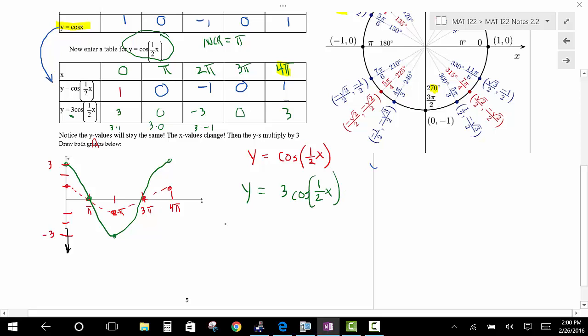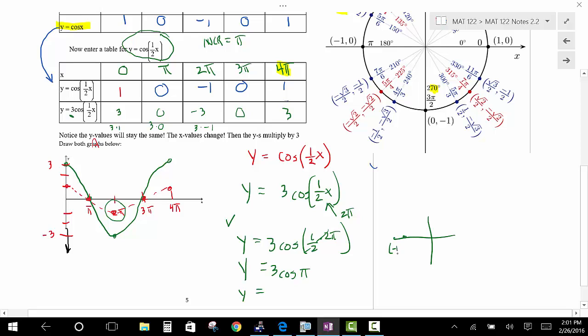Okay? Now, let's do a check on this. I think you try to keep this simple. Just pick a point. I'm going to pick 2 pi just because if I plug 2 pi in, it works out nicely. So let's say y equals 3 cosine of 1/2 times 2 pi. Well, notice the 2's cross out, and you're left with y equals 3 cosine of pi. But the cosine of pi, on a unit circle, is just the x value. So that's going to be 3 times -1, so that is -3.